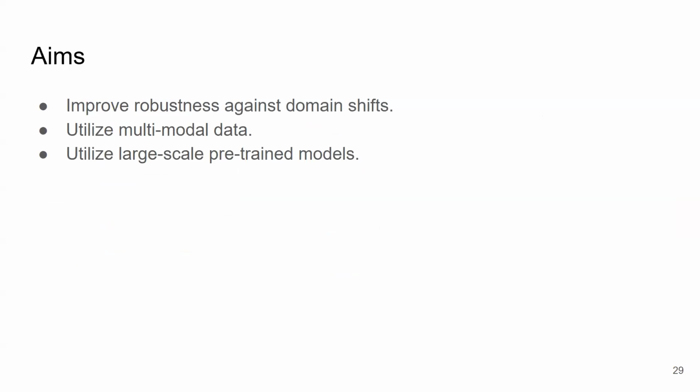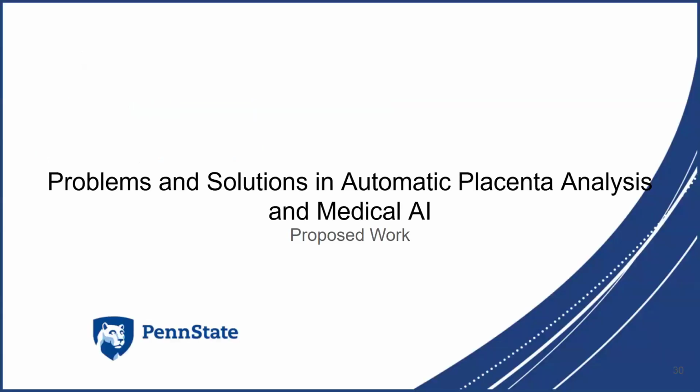So the aim is first to improve robustness against domain shift, so that your model can work on different hospitals and different settings in the application. And also we have multimodal data, and we want to use it. And we want to use a pre-trained model to improve performance, because in deep learning, usually if you have a better pre-trained model, your downstream performance will be better. So now let's go to the work.